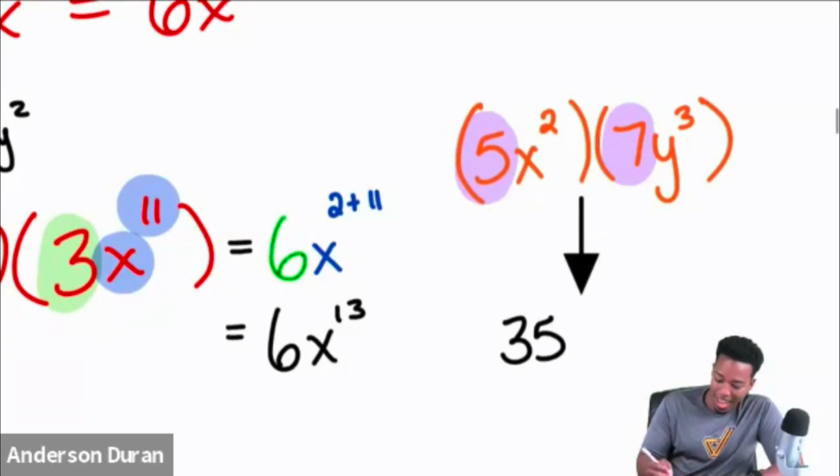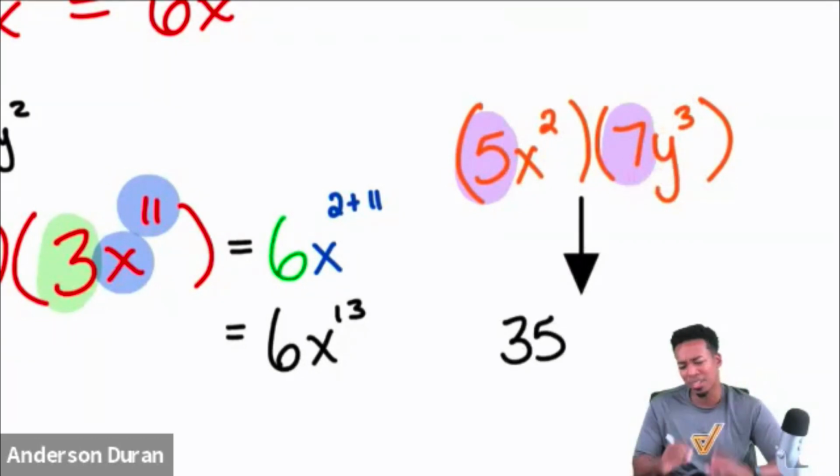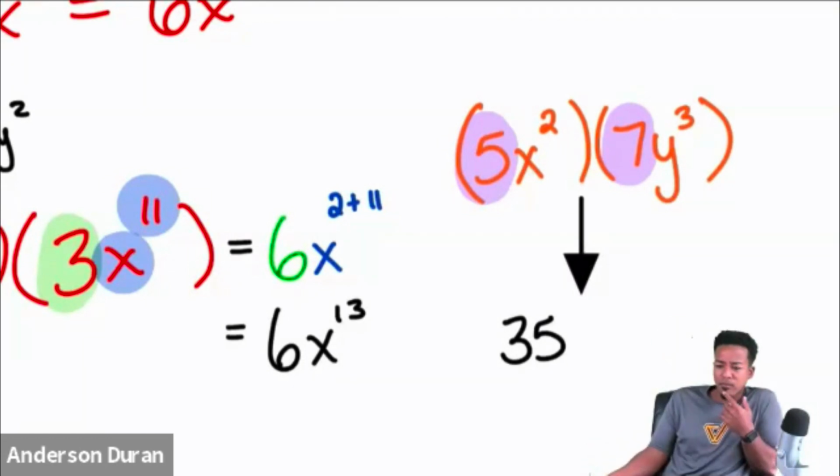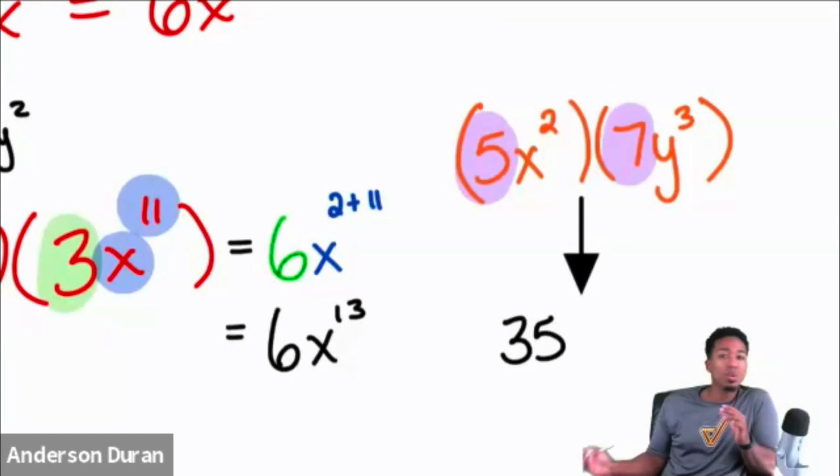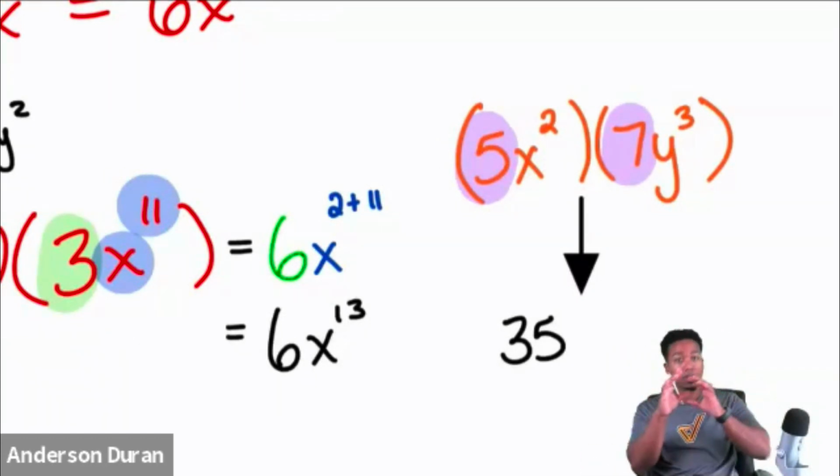Now, can we multiply the x squared and the y cubed? Can we do that, everybody? No, exactly. They are not the same variable, so we cannot add those exponents. That's easy does it, right?